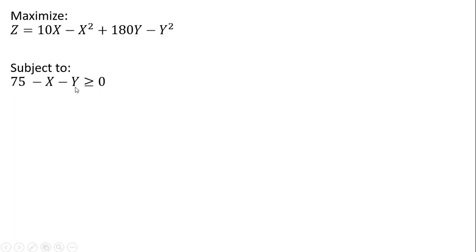75 minus x minus y has to be greater than or equal to 0. And now our non-negativity constraints: x has to be greater than or equal to 0, and y has to be greater than or equal to 0.